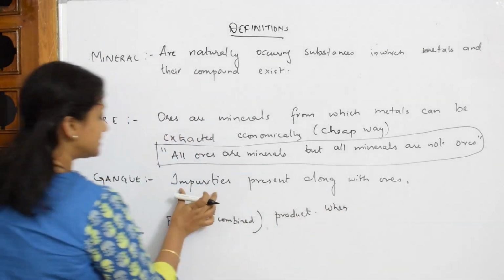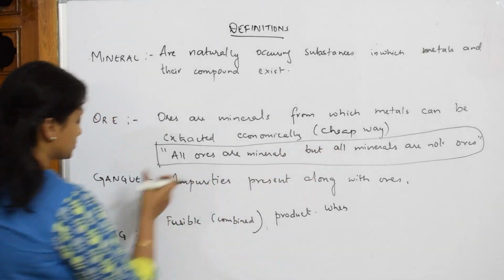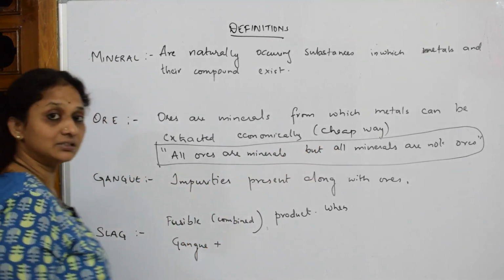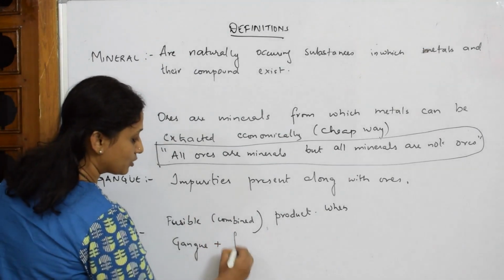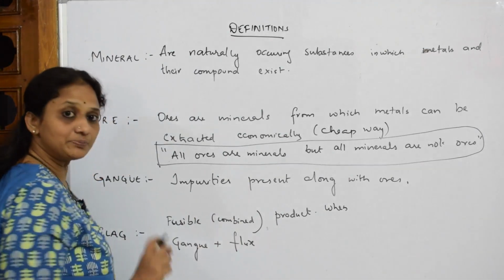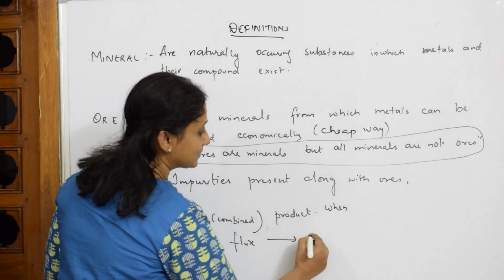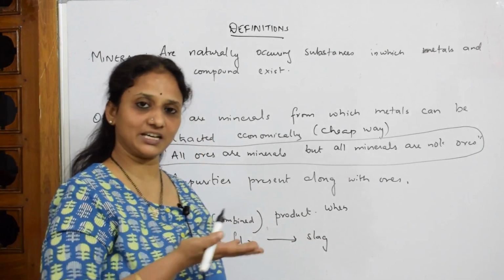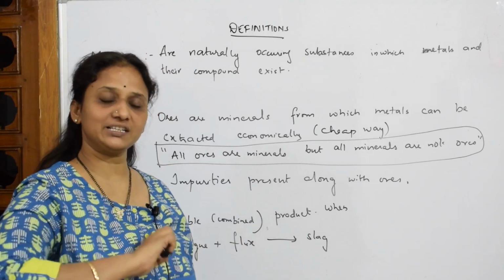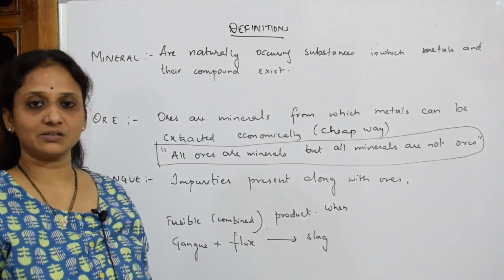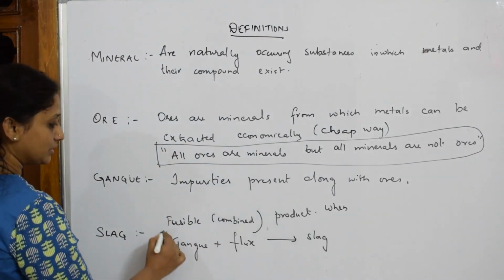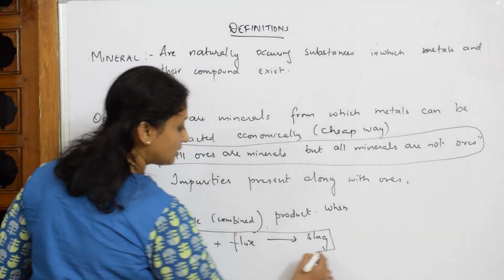I told you gangue, isn't it? Gangue is present in this ore. So your gangue combines with a compound called flux. Gangue plus flux, they form slag. Slag is that liquid layer which I can separate out in the form of impurities. I can wash it off or separate it because it forms a layer above the metal surface. So gangue, the impurity, plus your flux together forms slag.